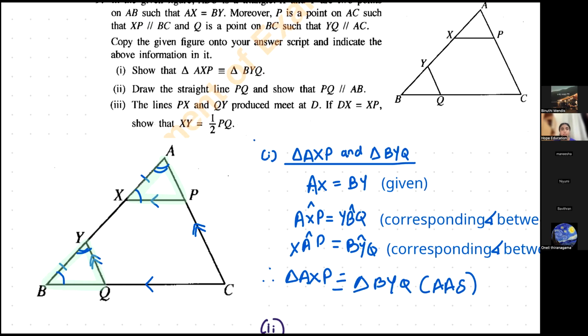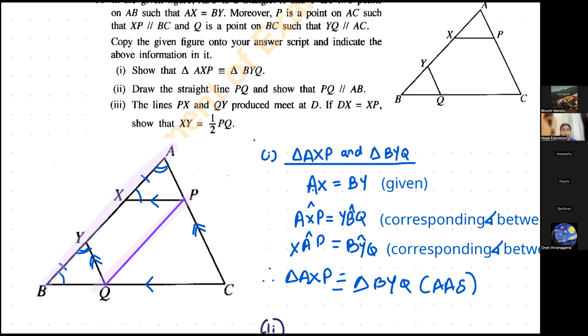Okay, Roman number 2. I will highlight the triangles and erase. Draw the straight line PQ. That means we have to join the point P and Q and draw a line like this, and show that PQ is parallel to AB. This is what we have to show.